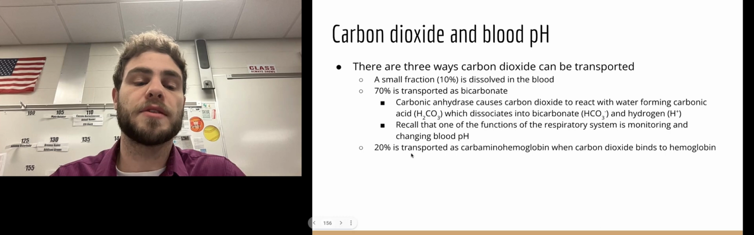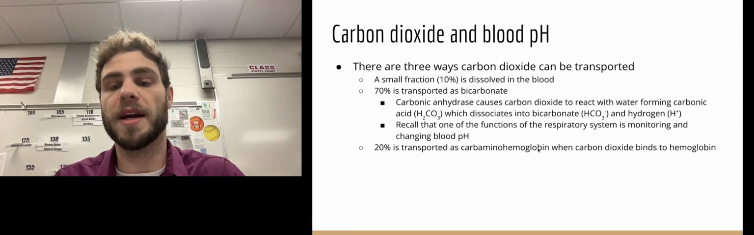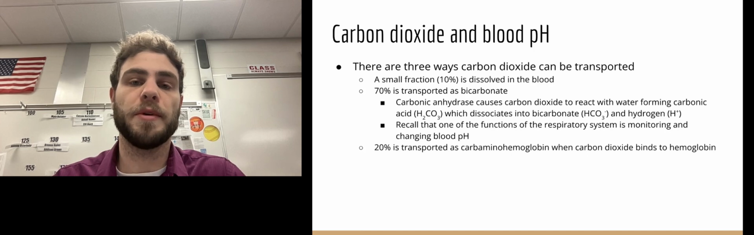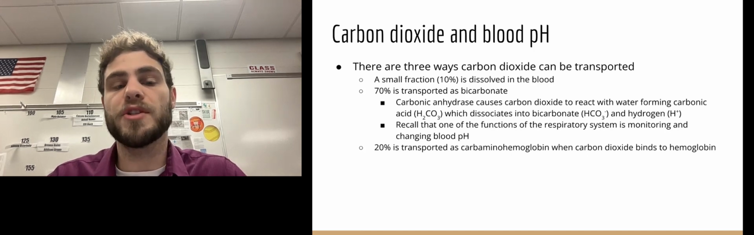The other fraction of carbon dioxide is going to be transported as carbaminohemoglobin, which is going to be carbon dioxide attached to a hemoglobin.